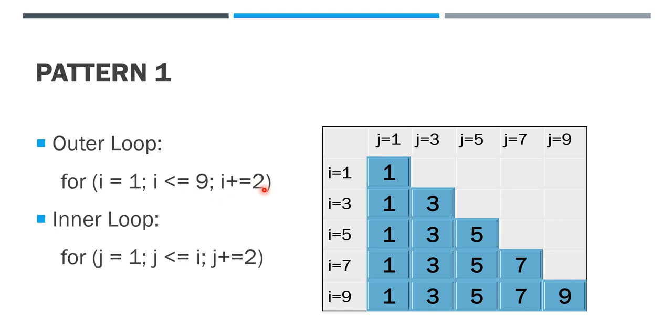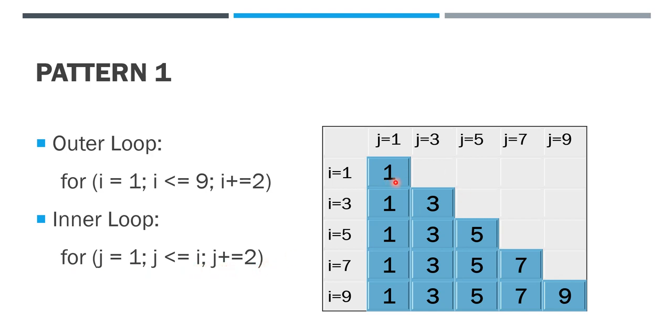You are not going to print 1 2 3 4 in sequential order, but only the odd numbers. So you have to put I plus equal to 2. This is a short form of I equal to I plus 2. The inner loop is again for j equal to 1, j less than or equal to I, j plus equal to 2.